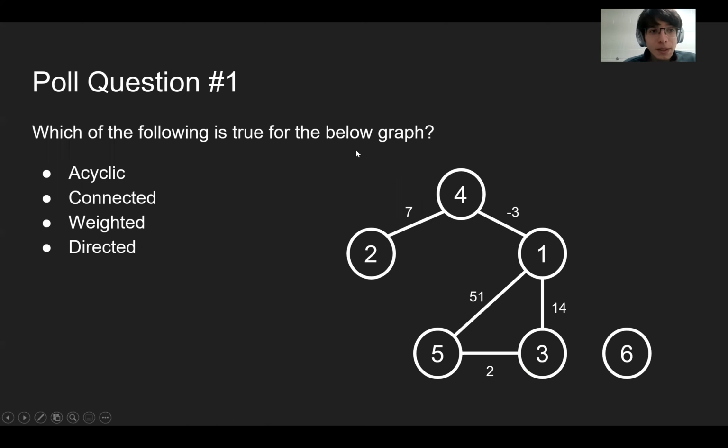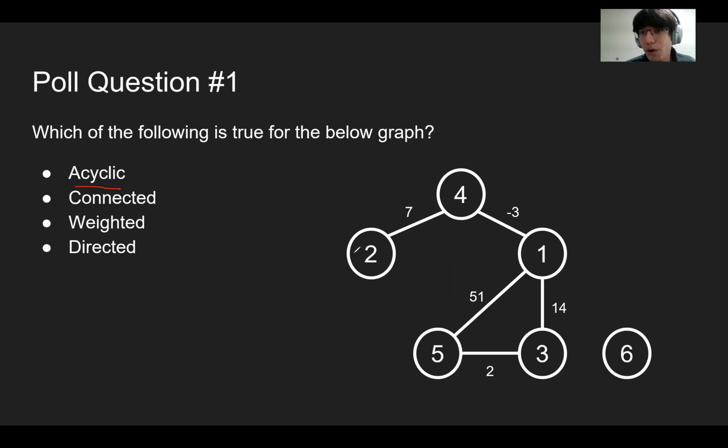All right, so let's do a poll question. You can pause and try to answer. Which of the following is true of the below graph? Okay, so we've been paused, so let's go through them. First of all, we need to decide, is it acyclic? Does there exist some cycle in this graph among some of the edges or vertices? Is there a simple path that starts and ends with the same vertex?